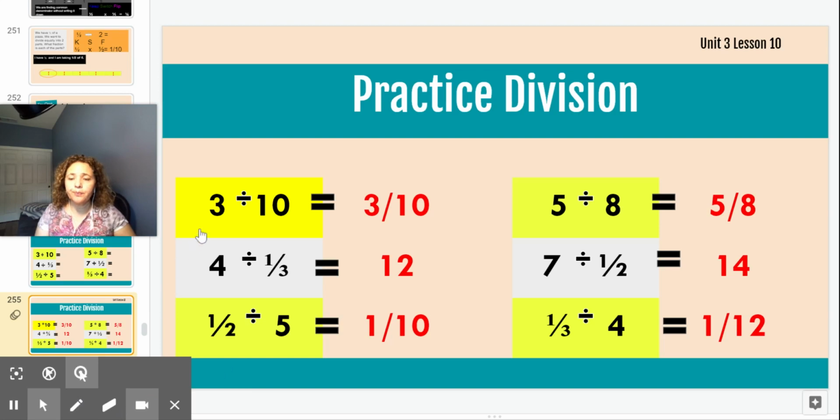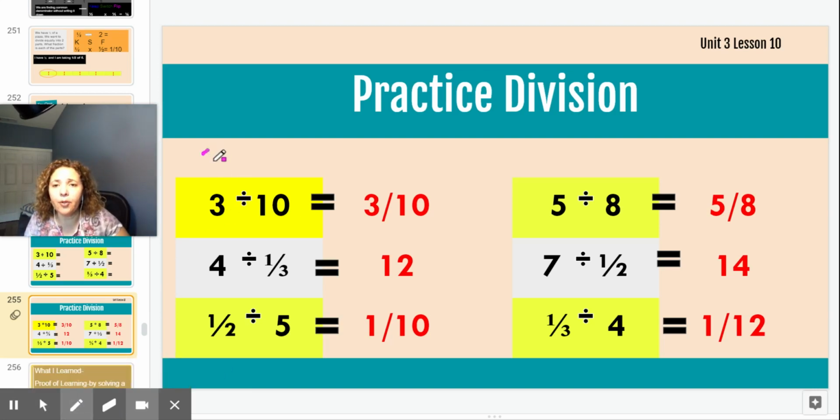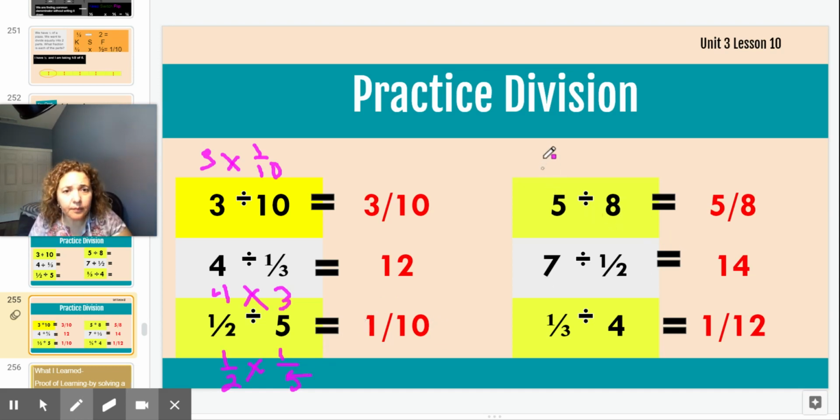All right, so 3 divided by 10, right? I keep the 3, switch the sign, I flip, find the reciprocal, gives me 3/10. 4 divided by 1/3, right? I keep the 4, I switch the sign, I find the reciprocal of 1/3 is 3, 4 times 3 is 12. 1/2 divided by 5, I keep the 1/2, I switch the sign, find the reciprocal of 5 is 1/5. My answer is 1/10. Okay, 5 divided by 8. Keep the 5, switch the sign, find the reciprocal of 8 is 1/8. 5 times 1 is 5. 1 times 8 is 8.